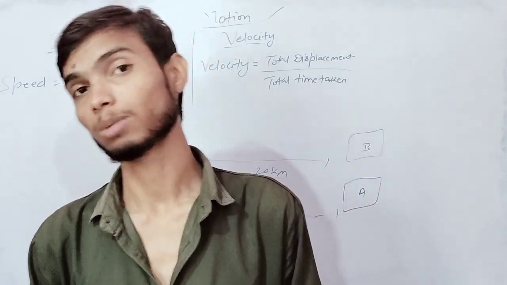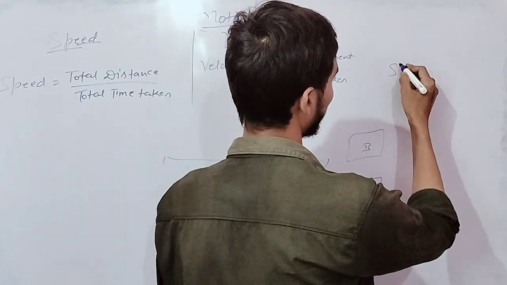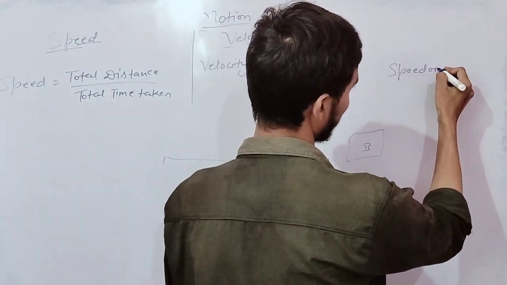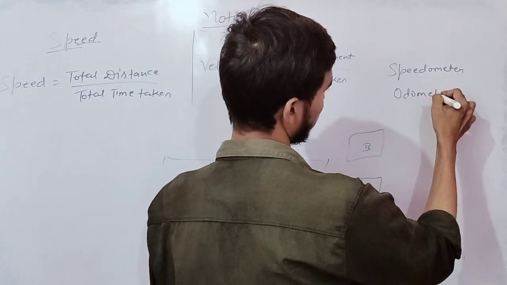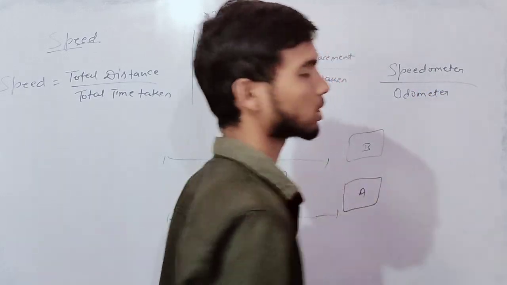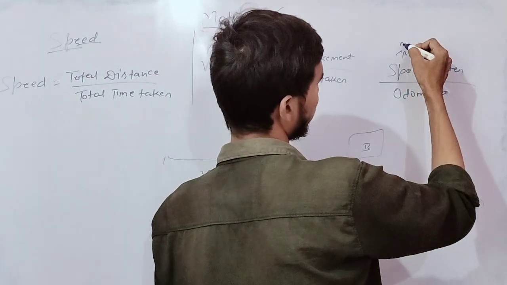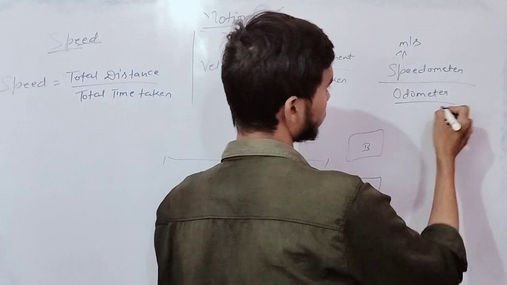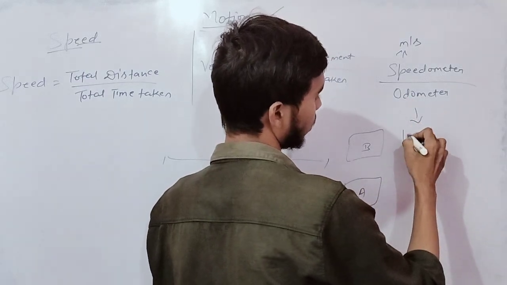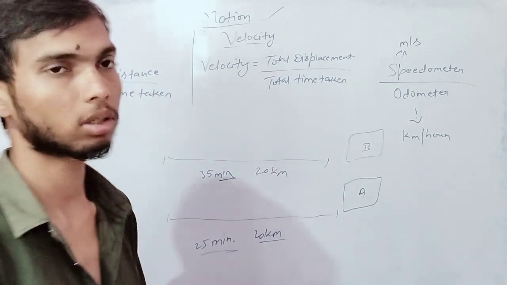Okay, who will tell you? A speedometer. But what about an odometer? What's the difference? A speedometer will tell you in meters per second, but an odometer will tell you in kilometers per hour.